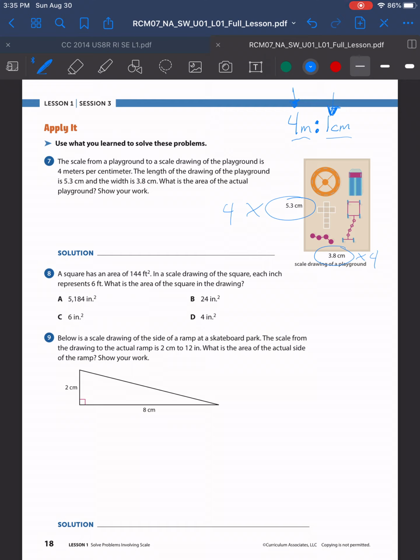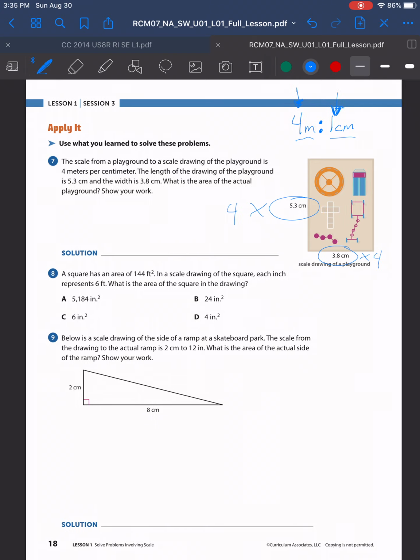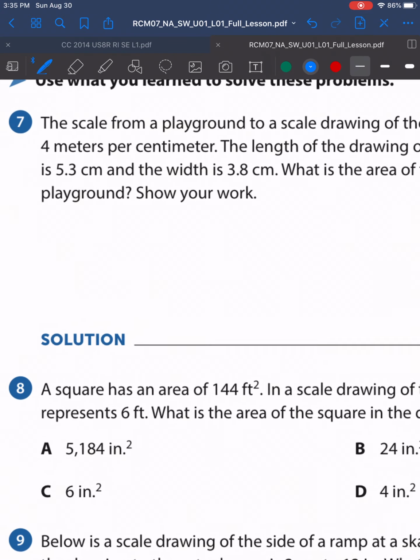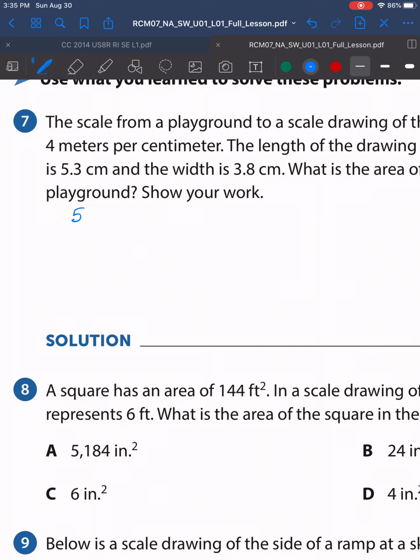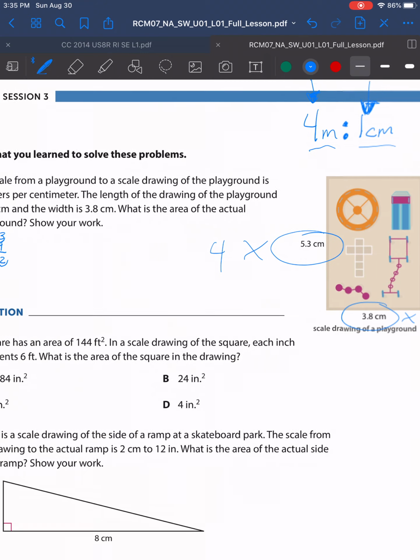Okay, so let's go ahead and do the math. I'm going to do the math over here because it says to show your work. I'm just going to zoom in. So I've got 5.3 times 4. 4 times 3 is 12. 4 times 5 is 20, plus 1 more is 21. 1 space, 1 space. Okay, so I know there's going to be a 21.2, and then the other dimension was 3.8.